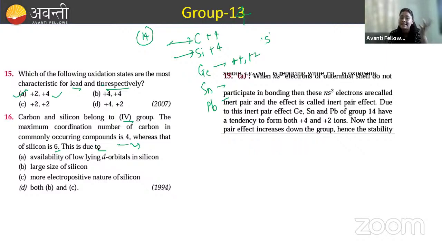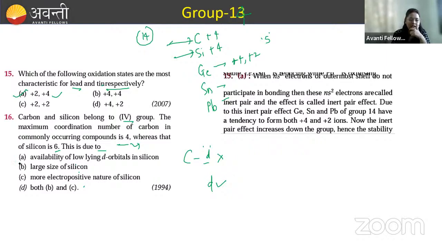So why is this happening? You know carbon does not have d orbitals, right? It does not contain any kind of d orbitals, while silicon contains d orbitals, and that's why it can form bonding with more than 4 atoms around it, and that's why it can form bonding with 6 atoms. So is this happening due to availability of low lying d orbitals in silicon, due to large size of silicon, due to more electropositive nature of silicon, or both B and C?